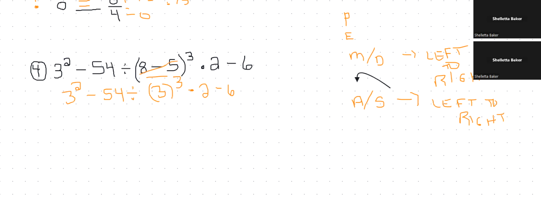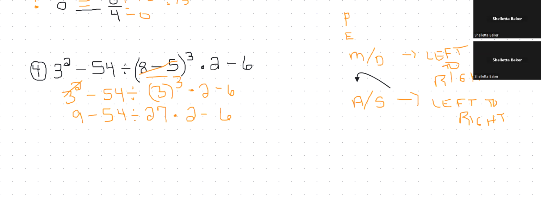Now we've completed the grouping symbols, now the exponents. So we have 3 squared in front, that gives us 9. We're done with that. Carry down our minus here, carry down our 54, carry down our division symbol, and then 3 cubed, that's 27. Carry down our multiplication, our 2, our minus, and our 6. And now left to right, we have subtraction, division, multiplication, and subtraction.